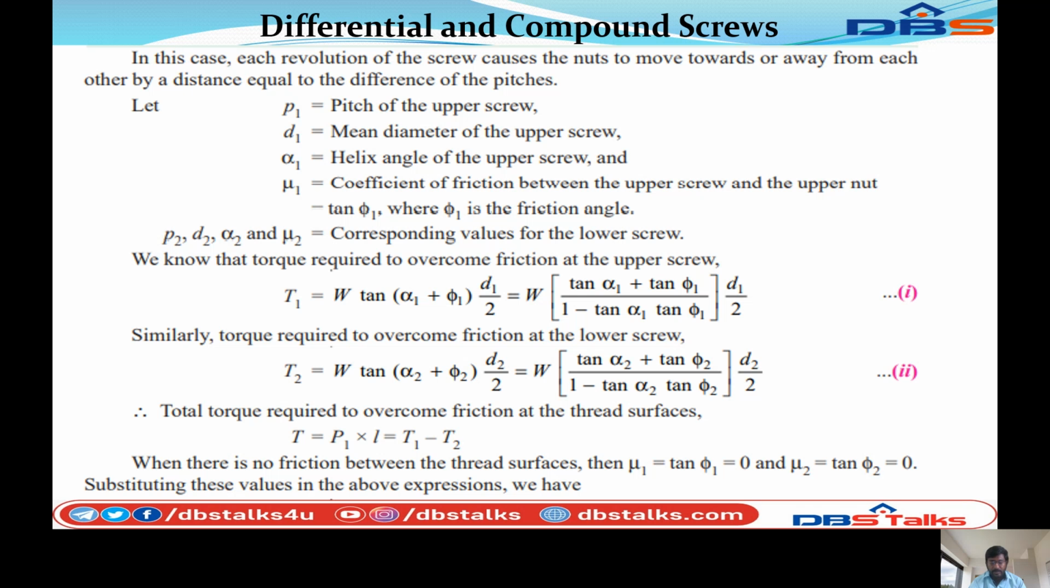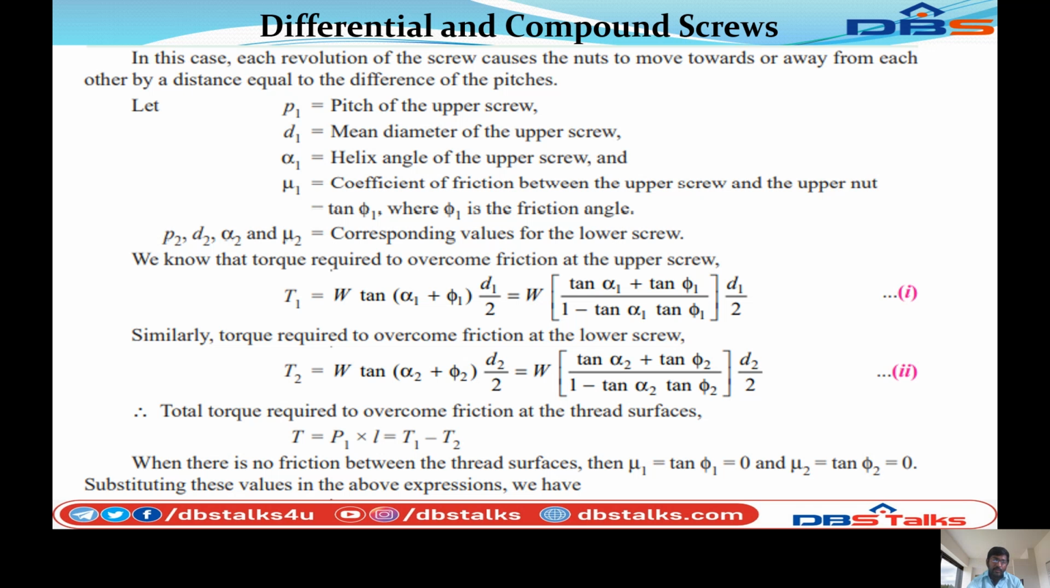This formula you can derive like that, since tan (A plus B) is equal to (tan A plus tan B) by (1 minus tan A tan B). So this is the formula. Substituting these values, we can replace A plus B with alpha plus phi. So that's how you get the equation. This is equation number 2.